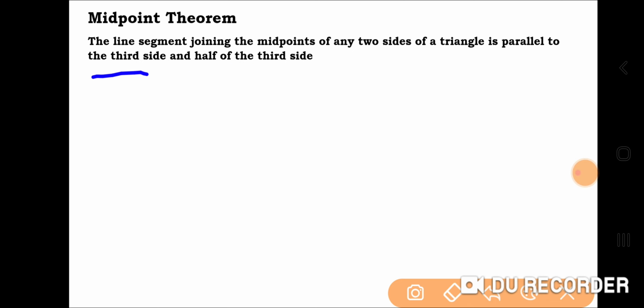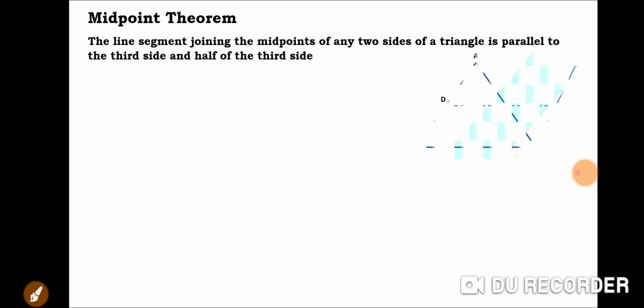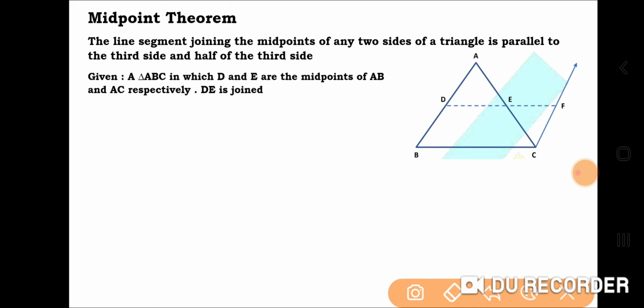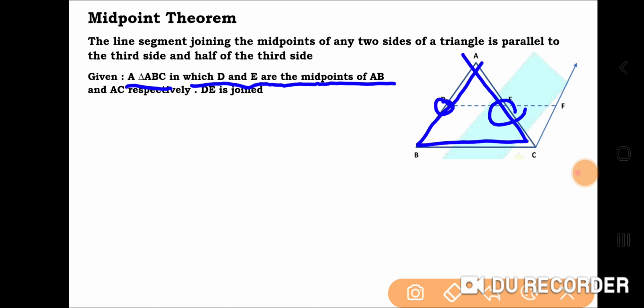After the statement, there will be a diagram. Let us see what we have considered in the given data. We have considered triangle ABC, in which D and E are the midpoints of the sides AB and AC, and DE has been joined. This line segment has been joined.